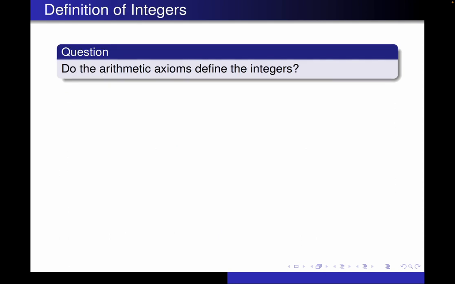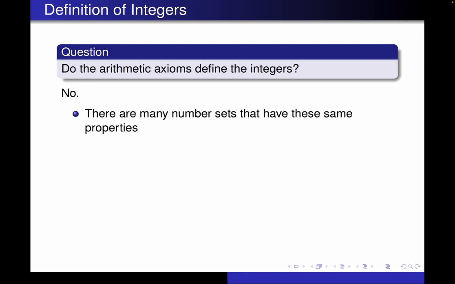All right, so now I want to talk about a little bit more foundational question with respect to axioms. So we have a bunch of arithmetic axioms. The question is, do these arithmetic axioms define the integers? And that is a tricky question. Well, not that tricky. The answer is no, okay? But it's tricky to explain. So let me give you a few reasons of why that is true.